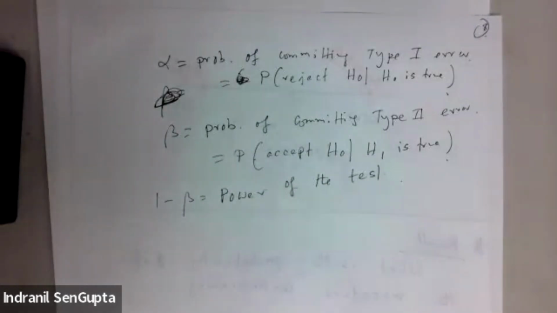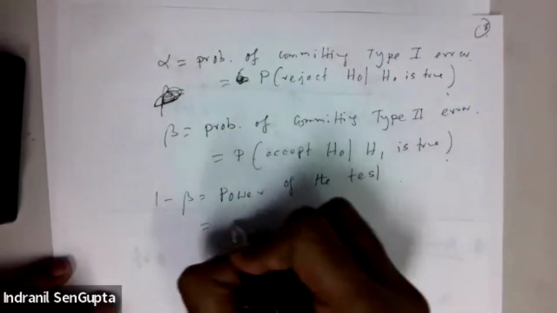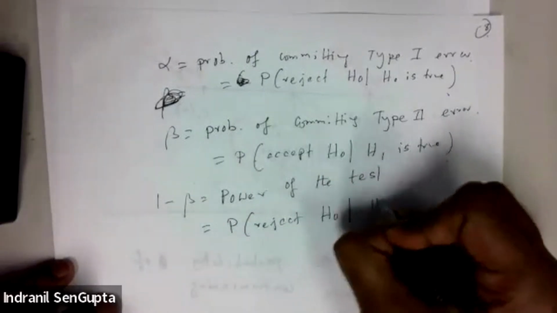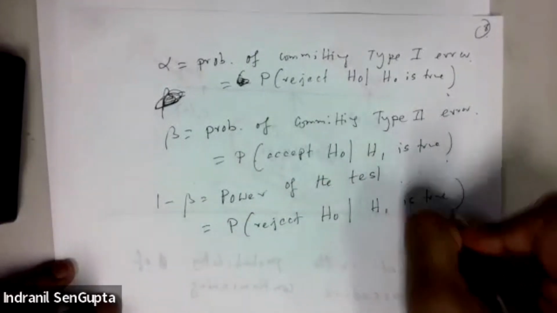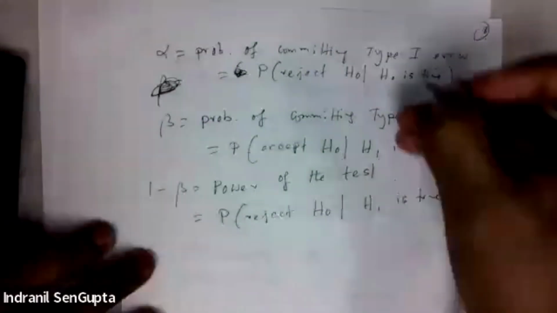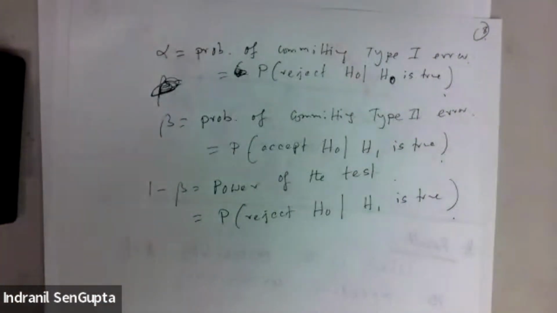So we have seen all these things. So it's basically the probability of rejecting H0 when H1 is true.